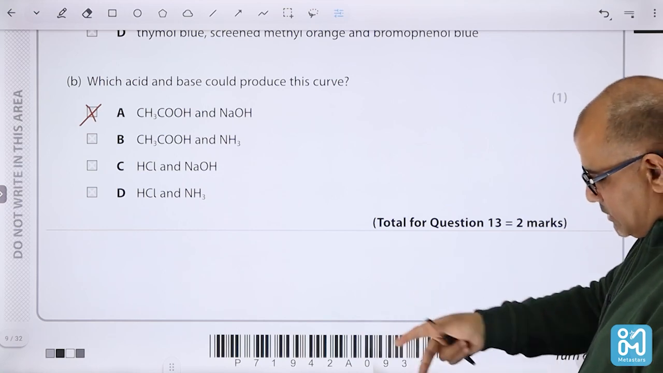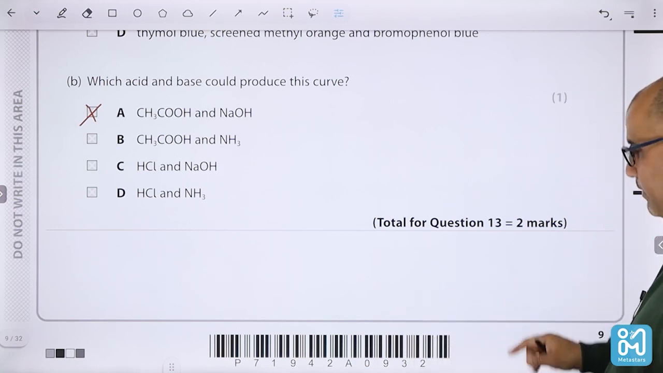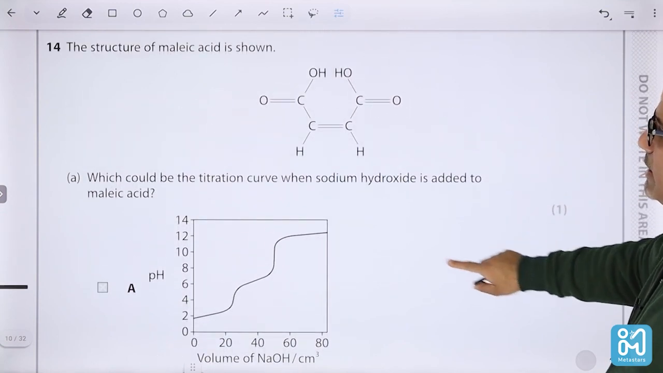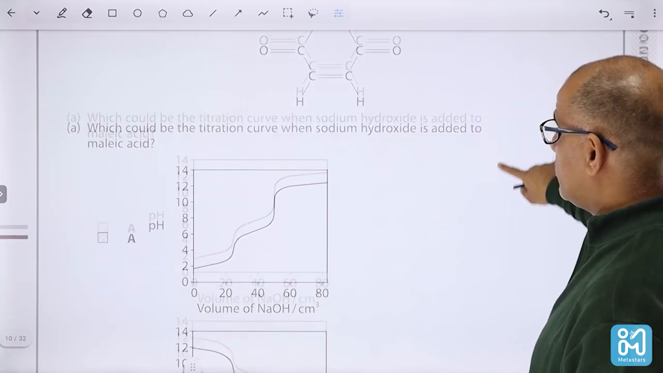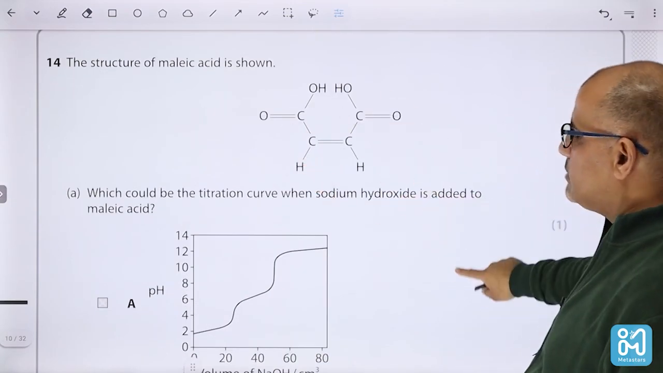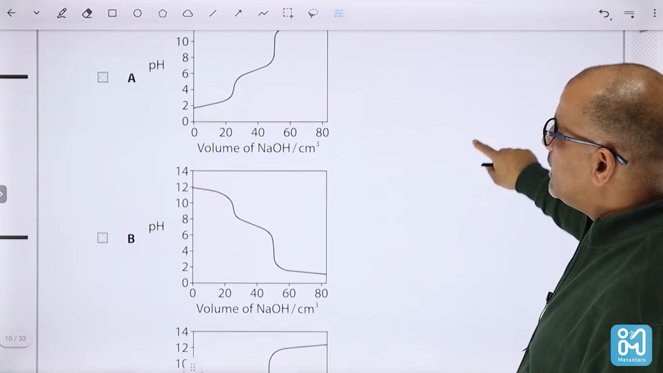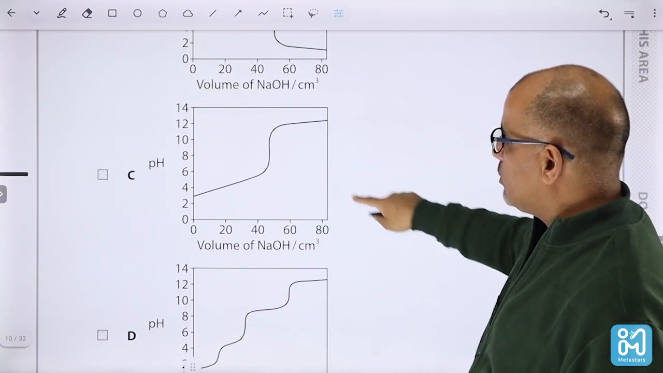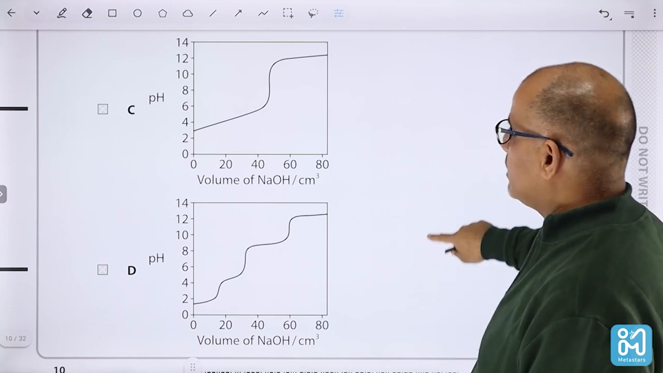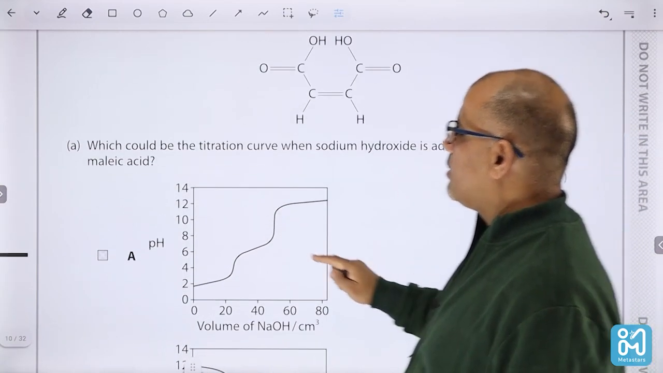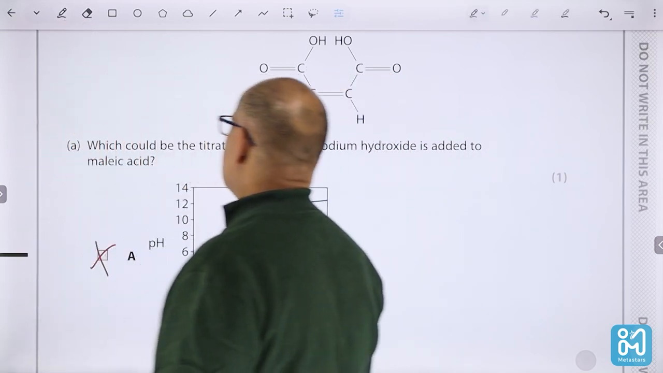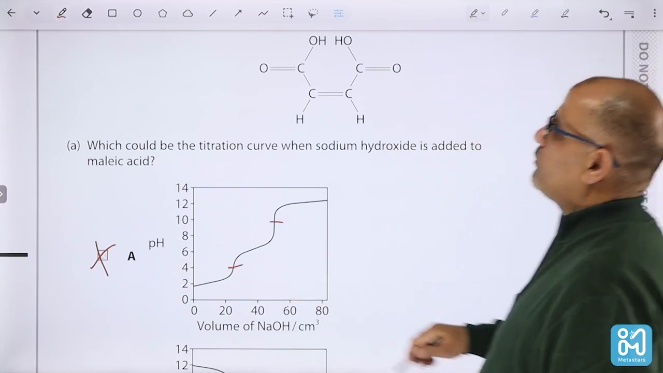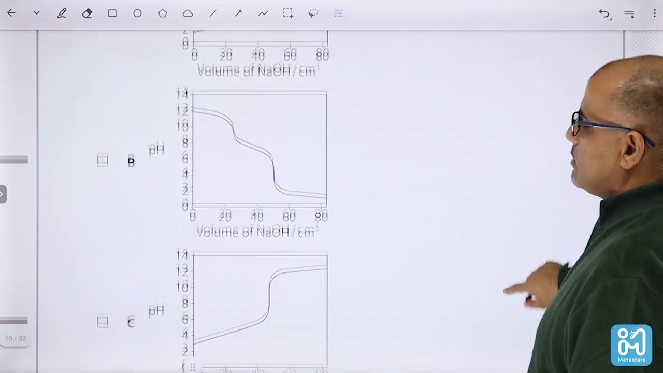Now, for the next question, we have a diacid, and he is asking which could be the titration curve with sodium hydroxide. Since it's a diprotic acid, there are two midpoints. It is not a base titrated with the acid, so B is wrong. C is wrong because we have only one midpoint. Here we have 3 points, and that's why the correct answer for the titration curve is A, because it's a diprotic acid and we have 2 points of titration. So A is the correct answer.